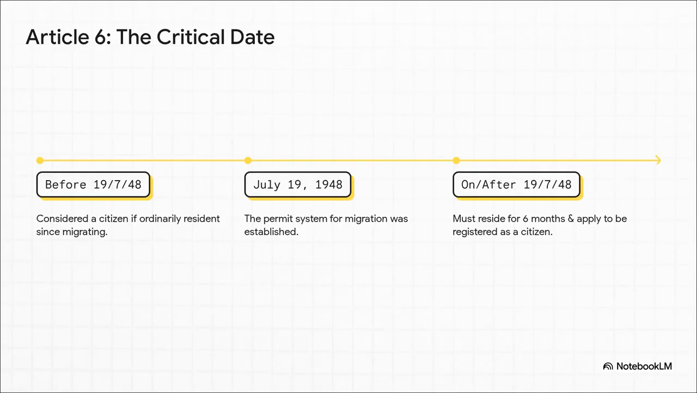Okay, for those coming to India, Article 6 essentially drew a line in the sand. That date, July 19, 1948, was when a formal permit system for migration was set up. If you came to India before that date, becoming a citizen was fairly straightforward. But if you came on or after that date, you had to live in India for at least 6 months and then formally apply to be registered as a citizen. It became a much more structured process.